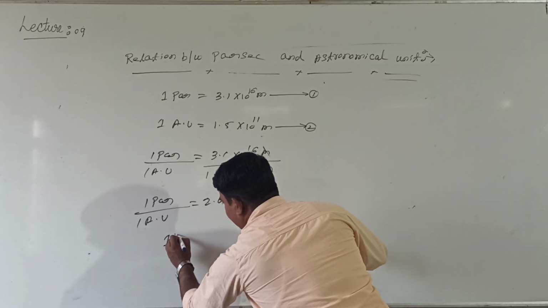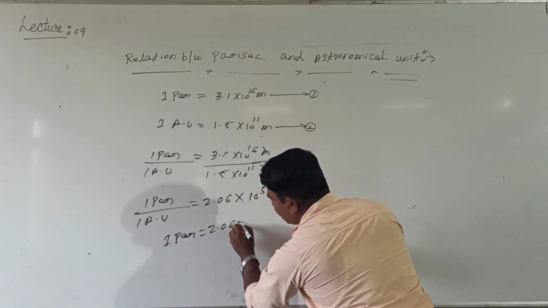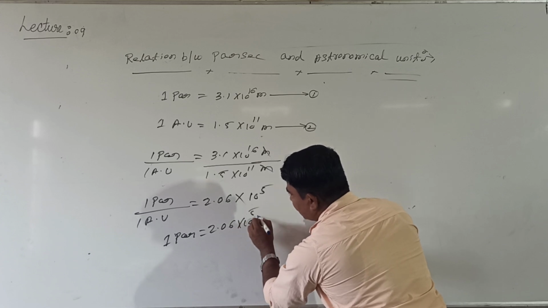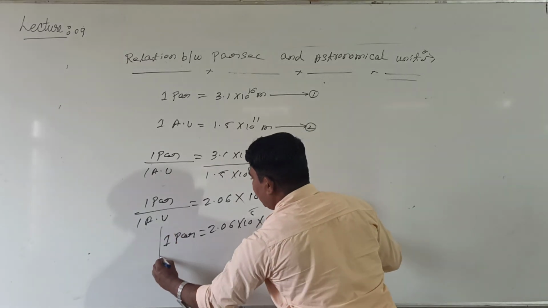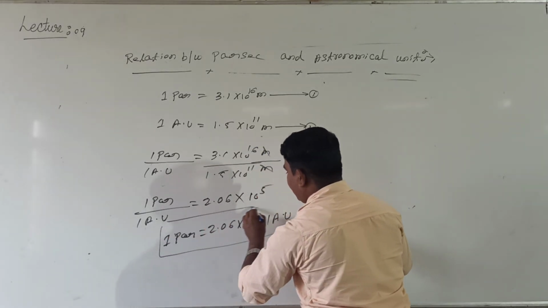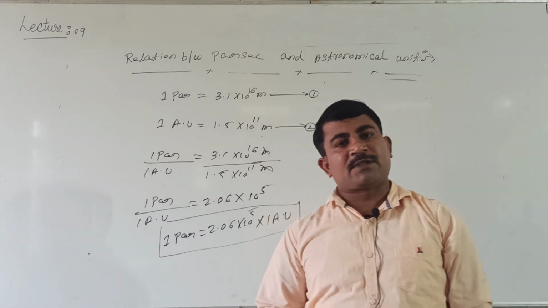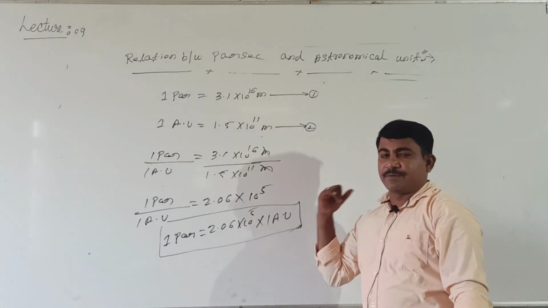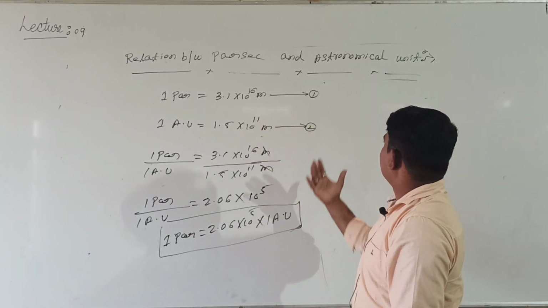1 parsec equals 2.06 into 10 raised to 5 into 1 astronomical unit. This is the relation between parsec and astronomical unit. Now we have seen the relation between parsec and astronomical unit. Let us take one more relation. View this relation for a few seconds.